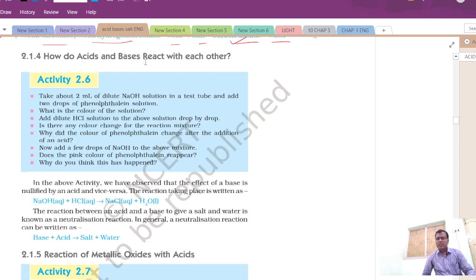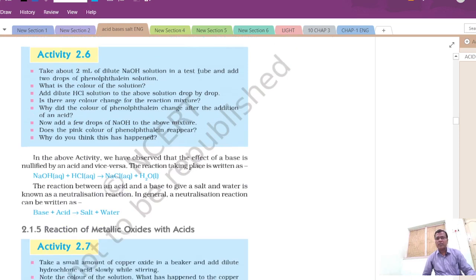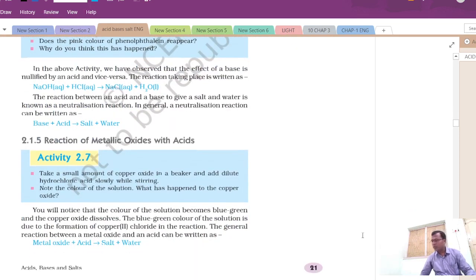How do acids and bases react with each other? What happens when acid and base react? Let's see. This is a base, sodium hydroxide, this is an acid, then salt and water are formed. That means whenever a base and an acid react with each other, salt and water are formed. This is the general equation. You have to remember it.